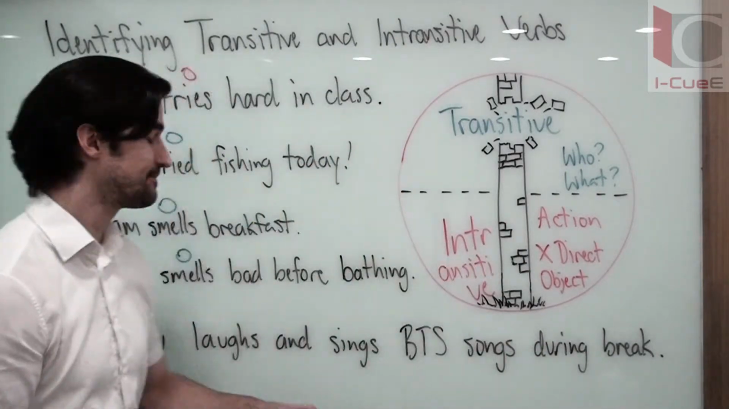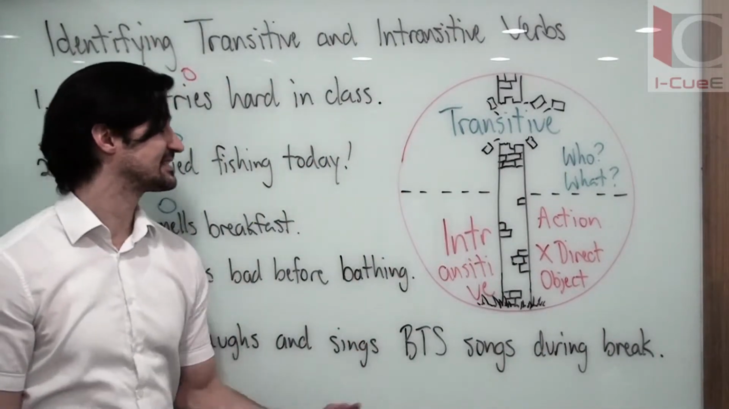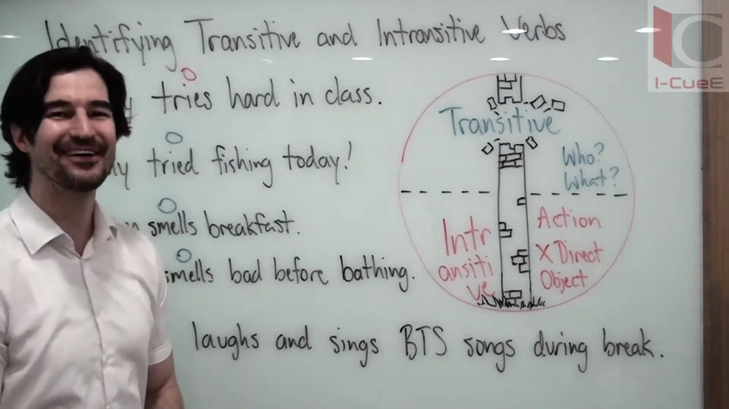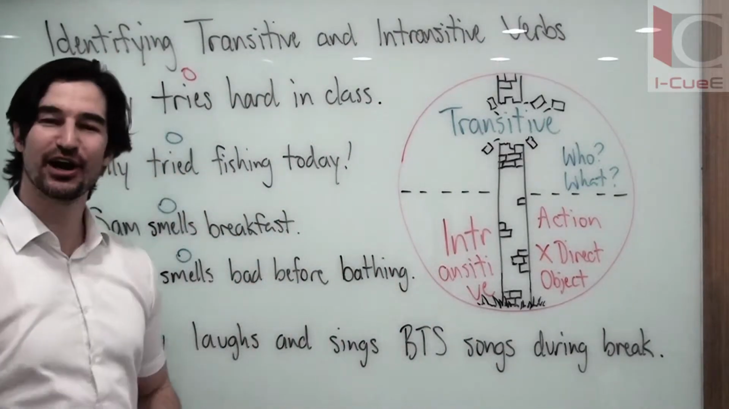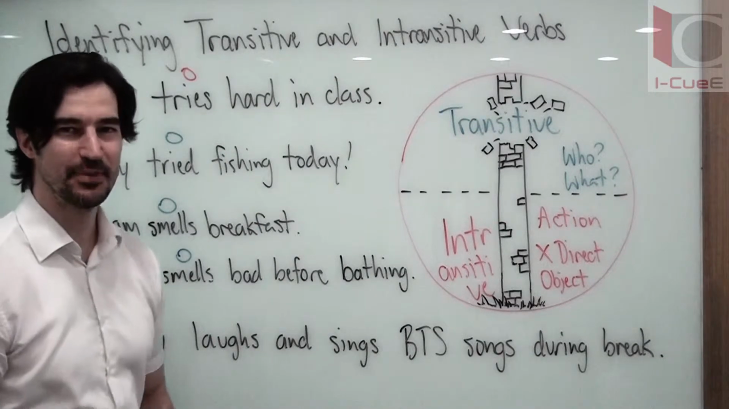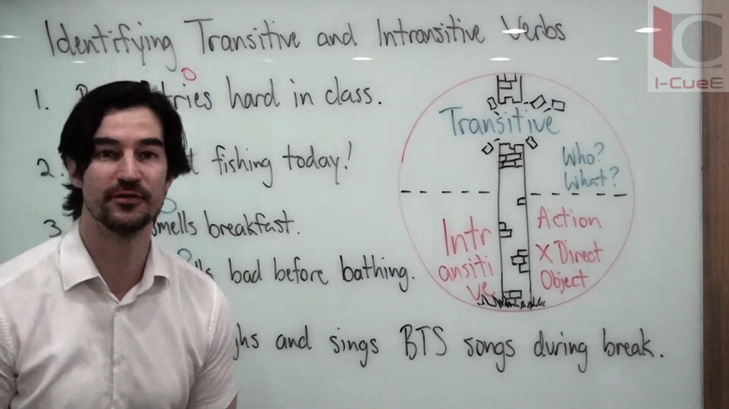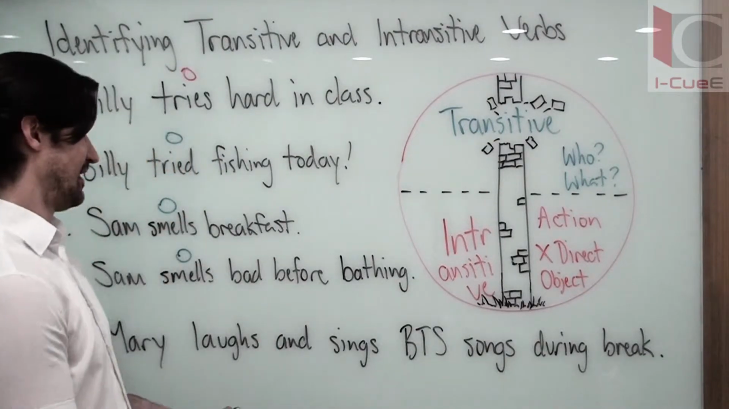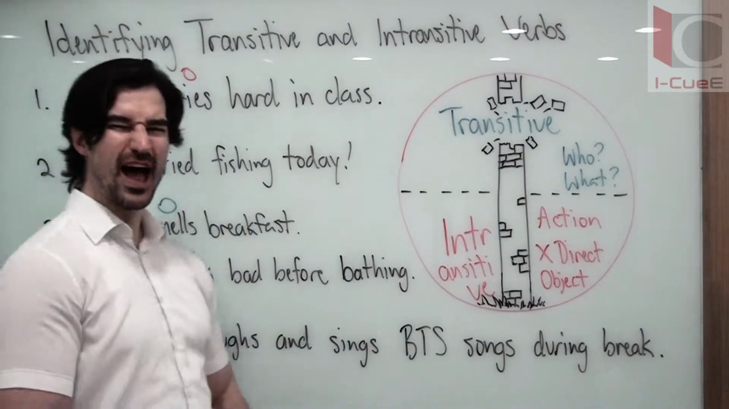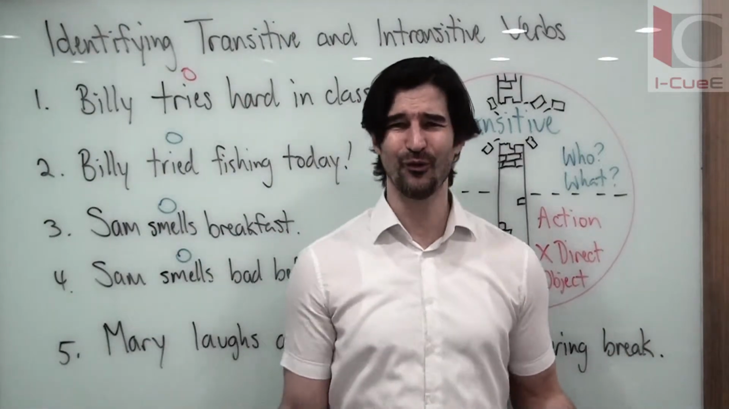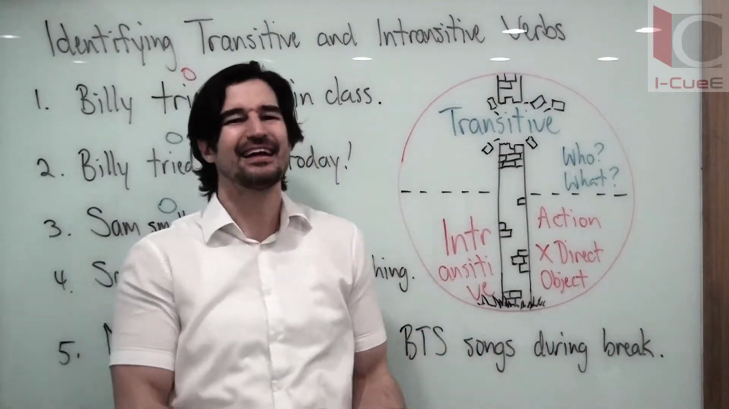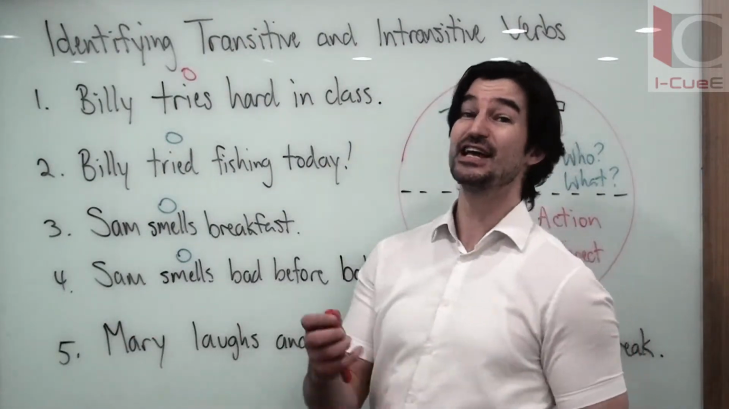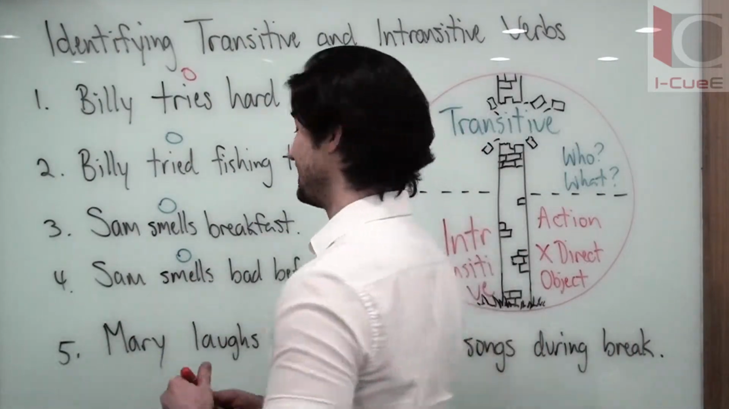Let's look at the sentence. Mary laughs and sings BTS songs during break. Yay, Mary! What is the verb? If you've been paying attention, you would see that there are 2 verbs. There's laughs and sings. Now, can I say Mary laughs what? No! I can't say what does Mary laugh. Mary can only laugh at something. Mary laughs. Laugh is always intransitive.